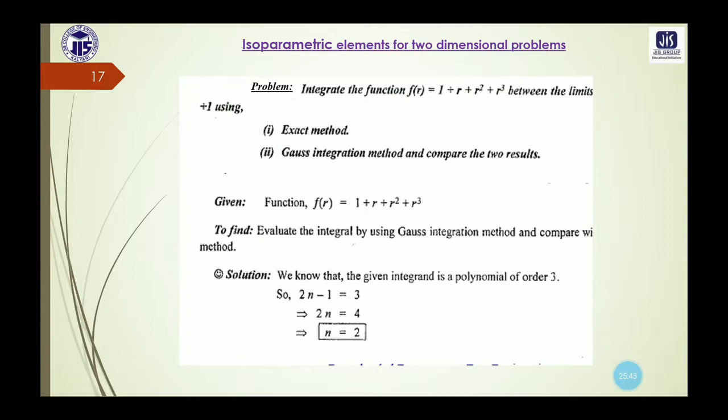Next, let us discuss this numerical. It is given as: integrate the function f(r) equals 1 plus r square plus r cube between the limits minus 1 to plus 1 using the exact method and Gauss integration method, and compare the two results. Now here the function f(r) is given as 1 plus r square plus r cube.